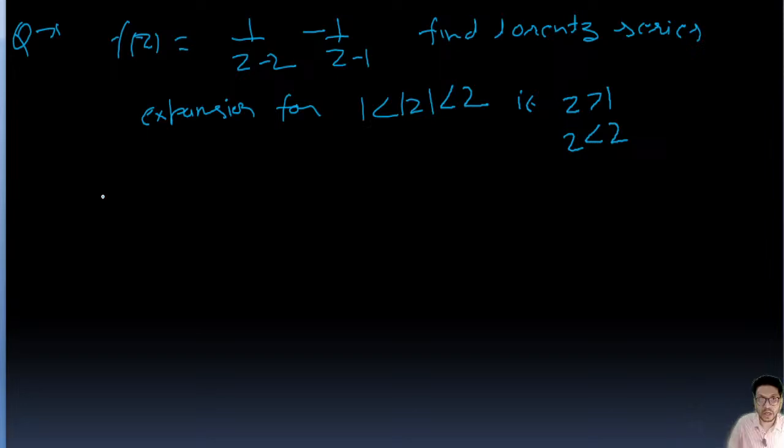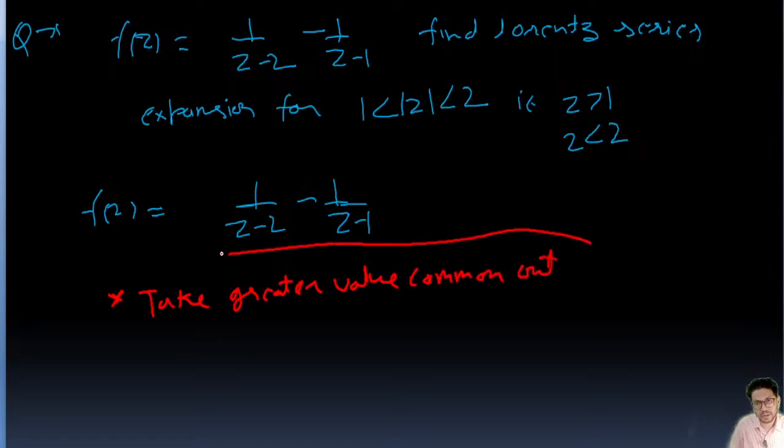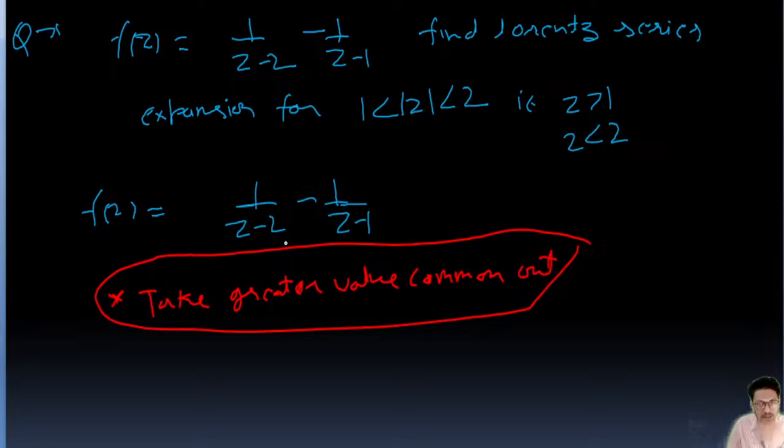Okay, so how to find it? Here is a very important point, I'll write it for you. You need to note it down and memorize it. If you get such a type of question, take the greater value common out. Take the greater value common out means, if you talk about this function, in z minus 2, 2 is greater, because z is between 1 and 2. So 2 we will take common. Here in z minus 1, because z is greater than 1, we'll take z common.